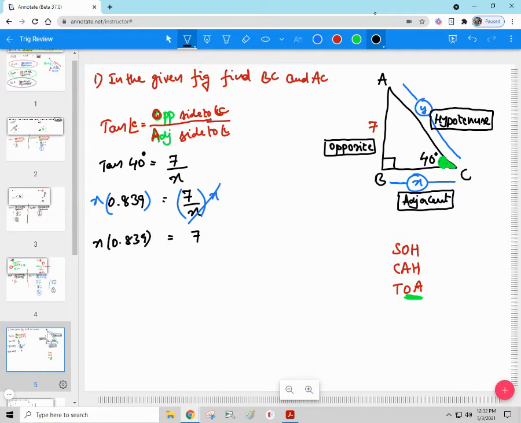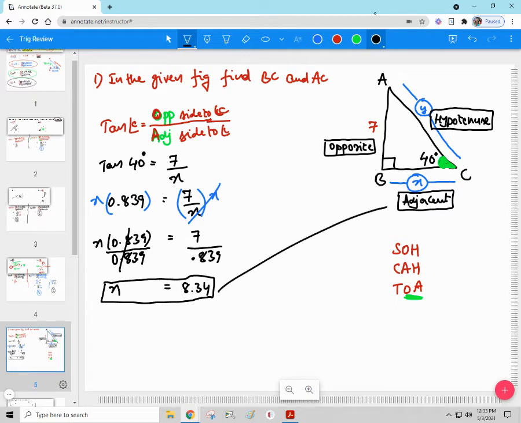0.839. Now, how to isolate X? We go for the inverse operation, division by 0.839 on both sides. The value of X equals 7 divided by 0.839. That gives me 8.34. Therefore, the value of X, the adjacent side, is 8.34. That value goes here. And next, let me clear this part.